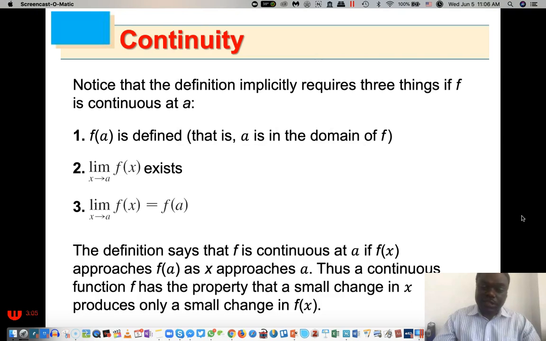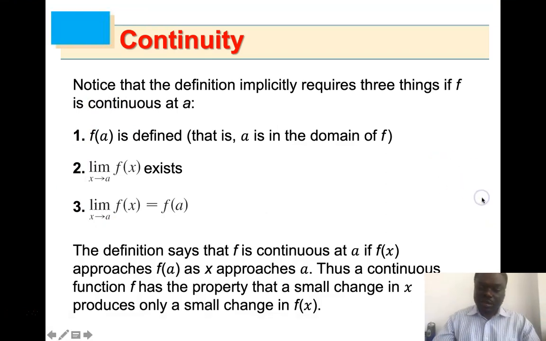This says that f is continuous at a if f of x approaches f of a as x approaches a. This is just what this third sentence is saying. Thus, a continuous function has the property that a small change in x produces only a small change in f of x. This may not be too important. The most important thing you need on this slide is these three conditions to test for continuity at a point.